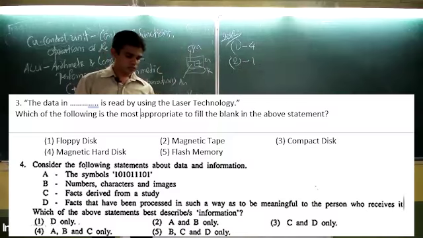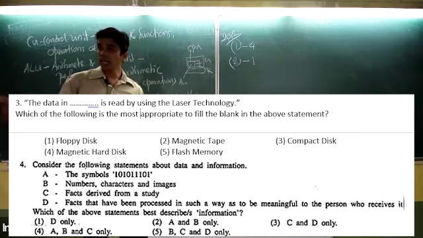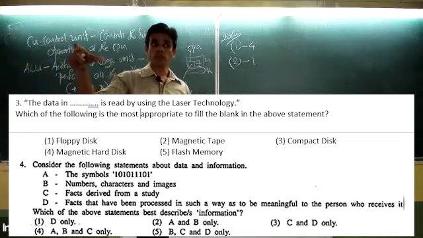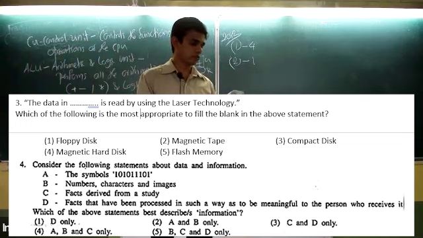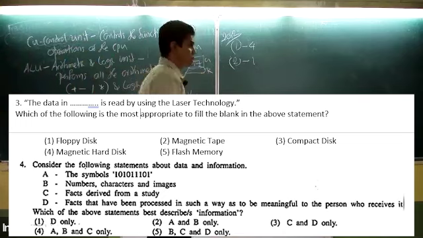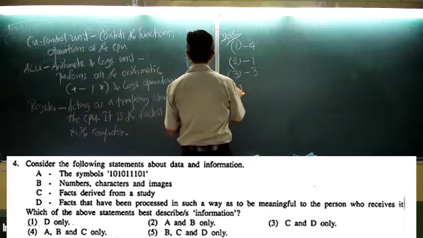Then next question. The data is read by using laser technology. Laser technology is used by whom? Optical storages. What is the answer then? Optical is not there. Instead, we have compact disc. Isn't that the answer?